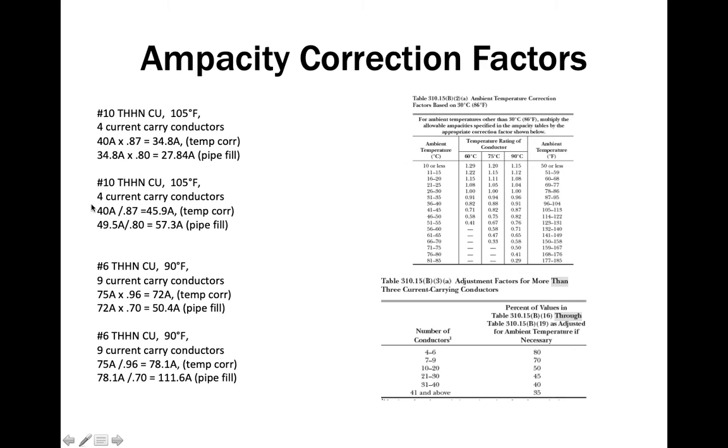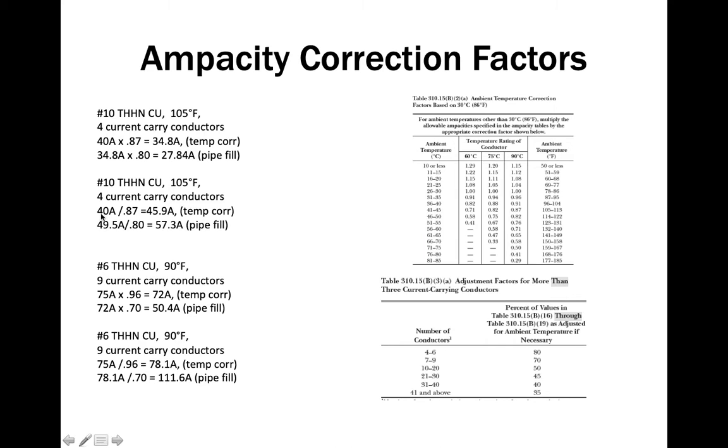And then the next exercise, I'm going to upsize my conductor, or determine what I need. So I need 40 amps to get from point A to point B. It's running through 105 degrees Fahrenheit ambient temperature. I have 4 current carrying conductors in a pipe. I'm still going to use a 90 degrees C conductor insulation. All right, here's my 40 amps. I go to my temperature correction table, find 105 degrees Fahrenheit. Here it is, 105 to 113 degrees Fahrenheit. Slide my finger over one column to 0.87.